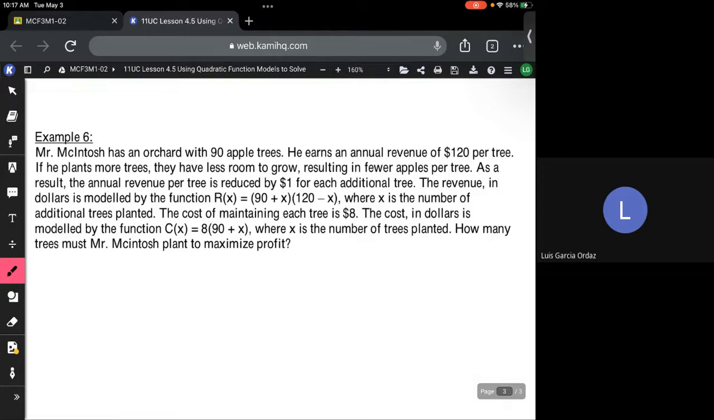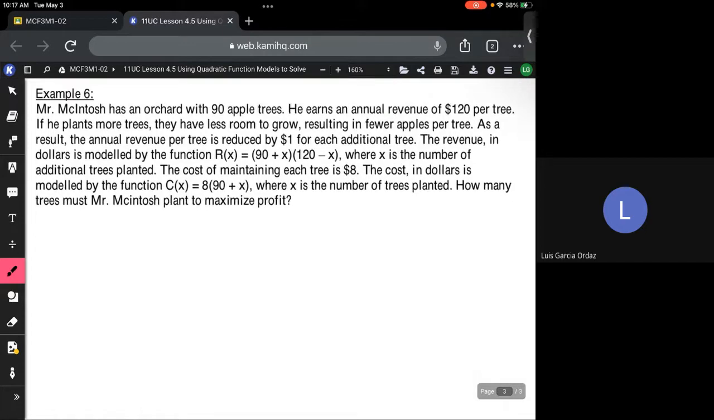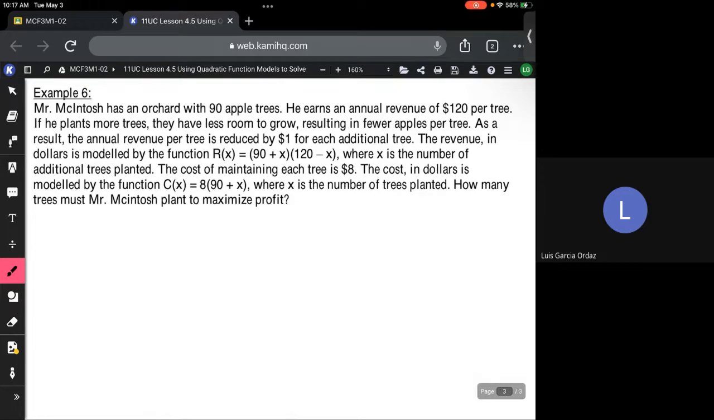Okay, so for example 6, it's a lengthier question. For any of you who've taken business, how do you normally calculate profit in terms of revenue and cost? You all do business? So revenue, listen up. Revenue is the amount of money that the company takes in. The cost is how much the company has to spend to make the revenue. So what would the profit be?